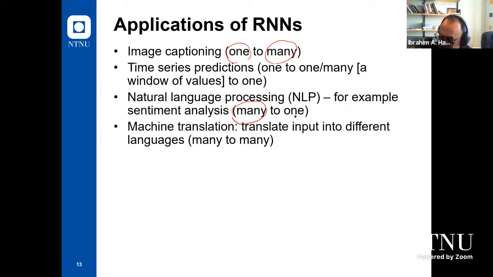In the case of machine translation, we translate the input into a different language. So it will be sequence to sequence. Maybe the input will be English and the output will be Danish, for example, or Norwegian. So in this case, it's many-to-many.